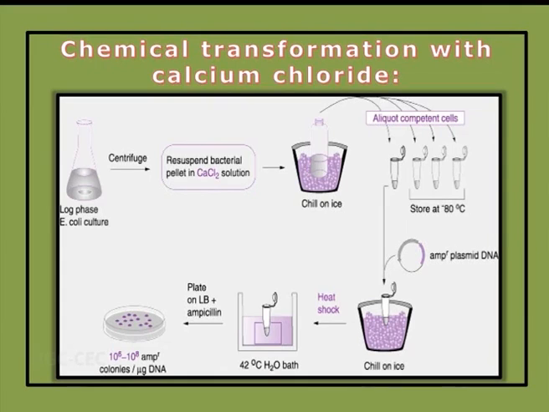Next step is the transformation of the ligated product. Transformation can basically be done in two different ways. Number one is calcium chloride mediated transformation, where the cells are made competent by treating them with calcium chloride, and then the DNA is added to the competent cells by means of heat shock, and finally the recombinant DNA bearing cells are selected by screening them on antibiotic selection plates.